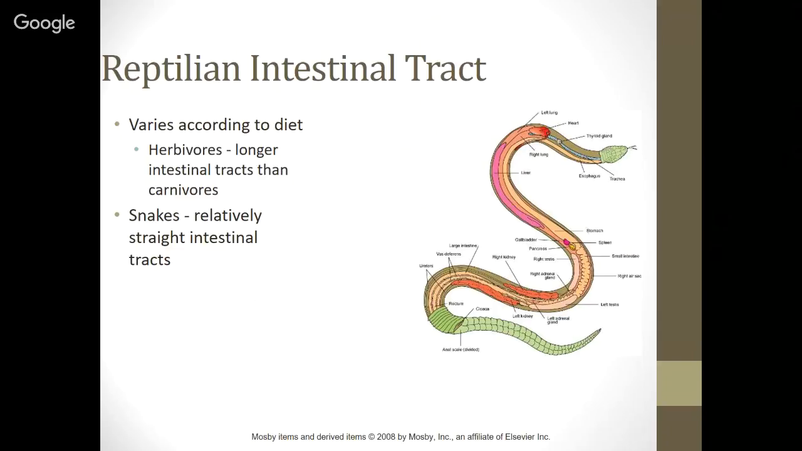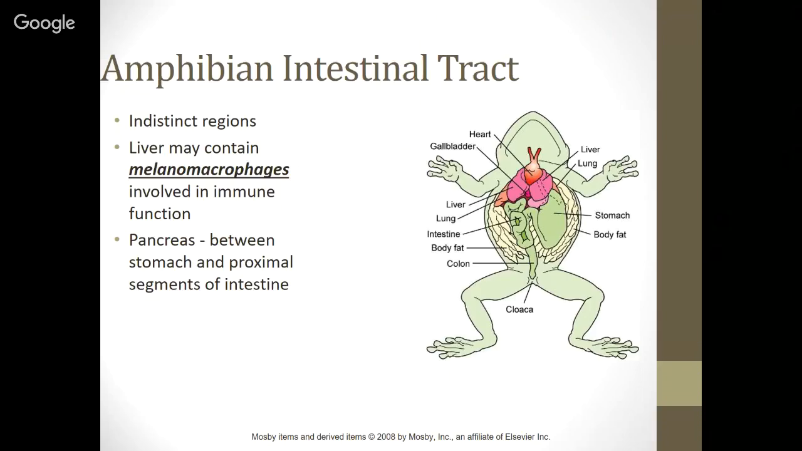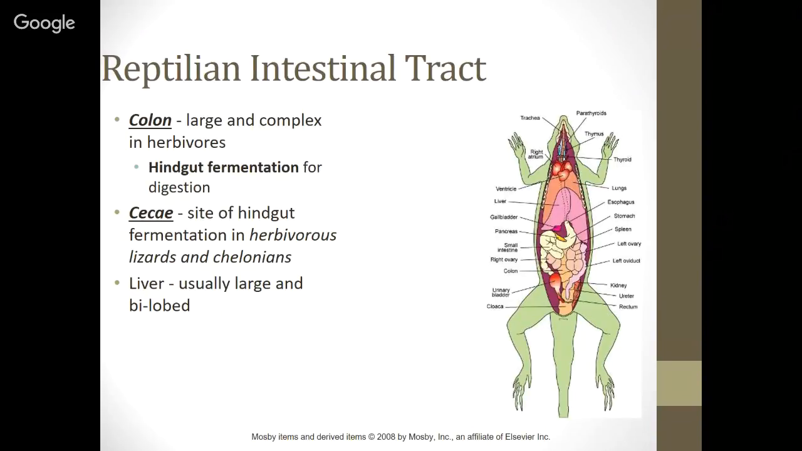The intestinal tract will vary according to the diet. Herbivores have longer intestinal tracts than carnivores because it takes more time to digest vegetable matter. Snakes have a relatively straight intestinal tract, which makes sense because they are relatively straight. The colon is large and complex in herbivores because they use hindgut fermentation for digestion. Ceca, or cecum, is the site of hindgut fermentation in herbivorous lizards and Chelonians.